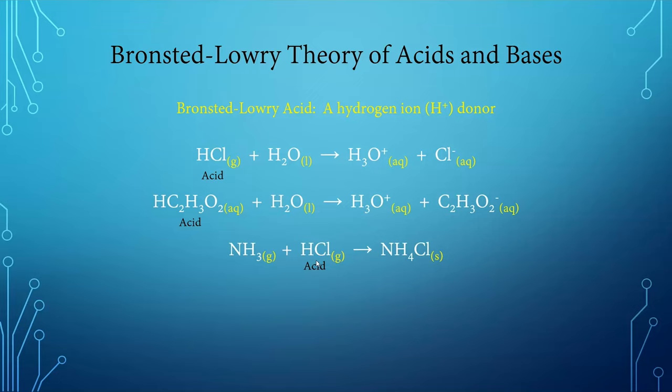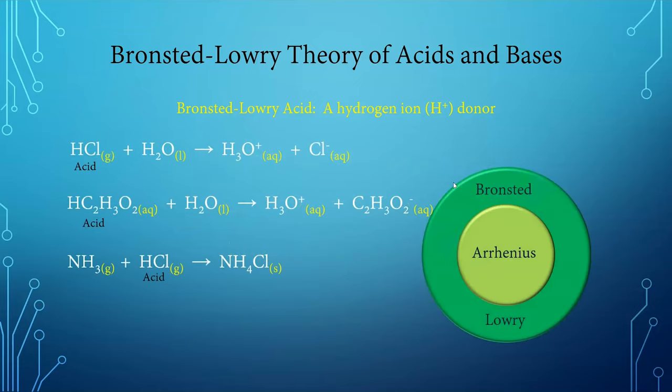If you take a look at this diagram, it sort of gives you an explanation of this. The Arrhenius world is more restrictive. So inside this inner circle are all the substances that are Arrhenius acids. Bronsted and Lowry is simply a broader scope. It looks at more substances as being acids. So anything that Arrhenius says is an acid, Bronsted and Lowry would agree. But there are things that Bronsted and Lowry's definition would classify as an acid that Arrhenius would not, such as this last example that we just did.